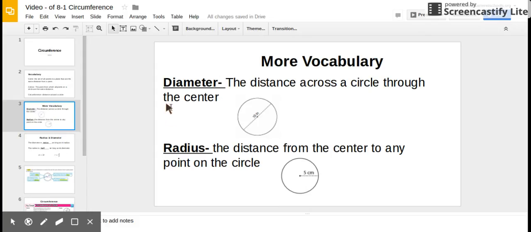Some more vocabulary. The diameter is the distance across the circle through the center. So this whole line right here is a diameter. And the radius is from the center to any point on the outside of the circle, okay? So it's from here to here.